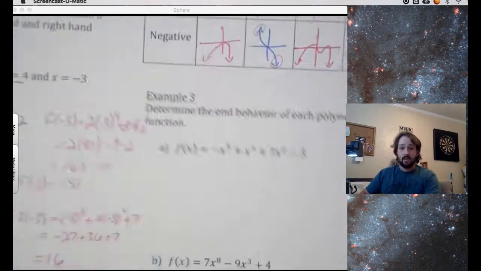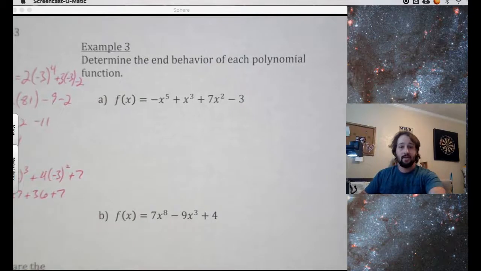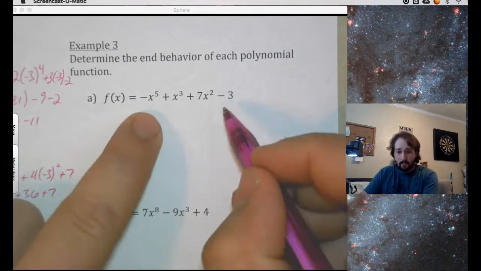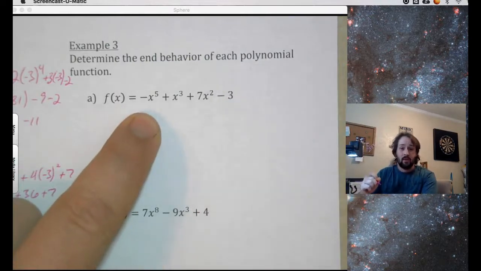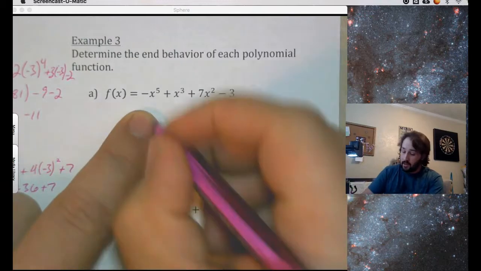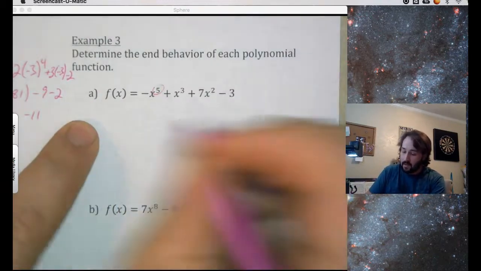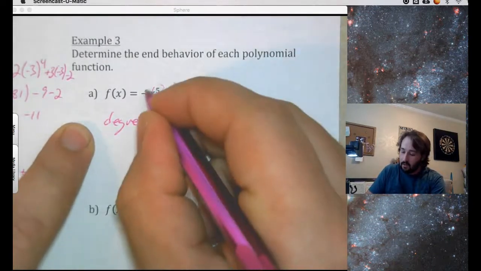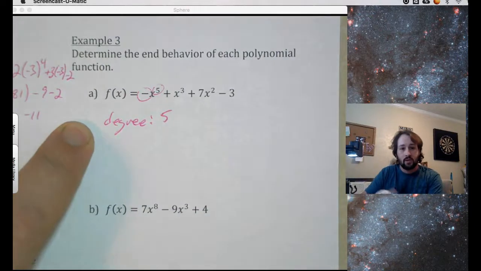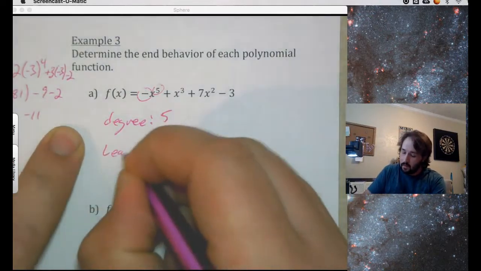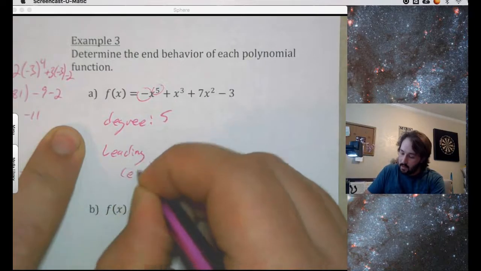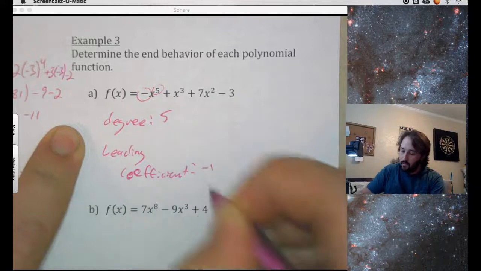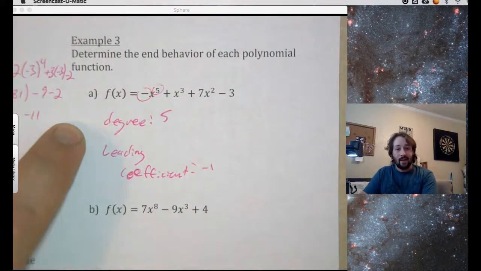All right, so in example 3 here, all we're going to be talking about is the end behavior of the graphs. We only care about our highest exponent. Remember, that's called our degree. So here, 5 is the highest exponent, so our degree is 5, and our leading coefficient, the coefficient in front of the term with the highest exponent, would be -1. All we really care about is that that is negative.